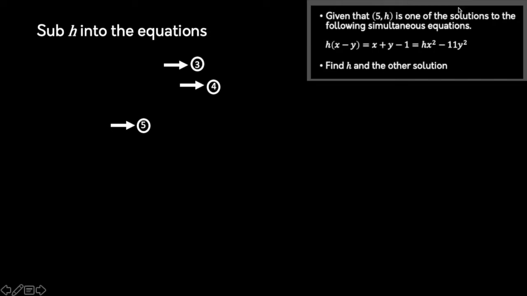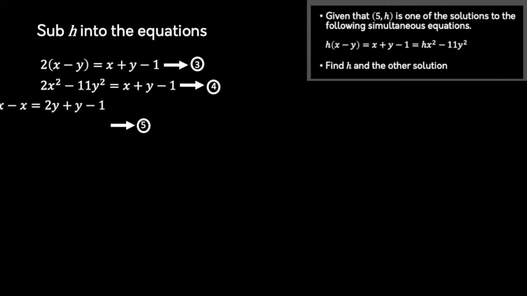If the question said that one of the solutions is (5, h), that means that there are two solutions here. So we need to substitute h, which is 2. We found that before this. We need to substitute that into the equation, so we get the third, the fourth, and the fifth equation. Here, the fifth equation is where we make one of the variables the subject of the formula.